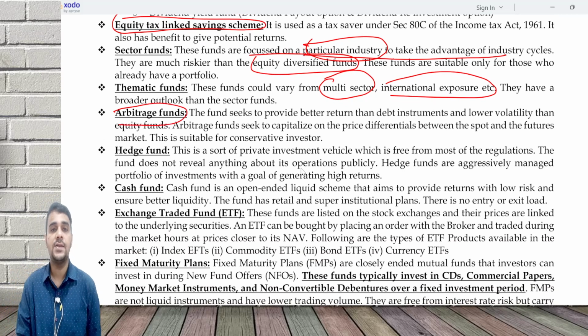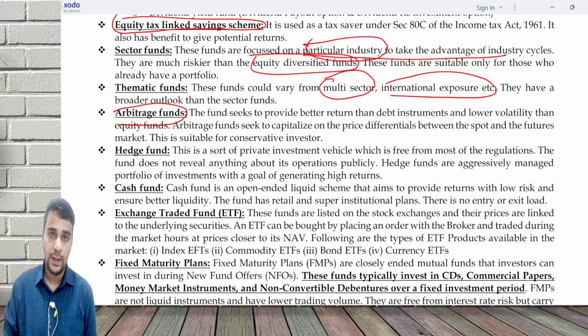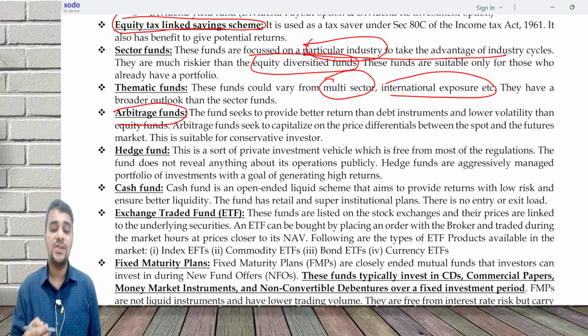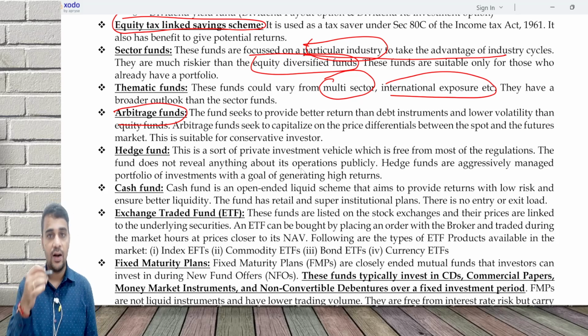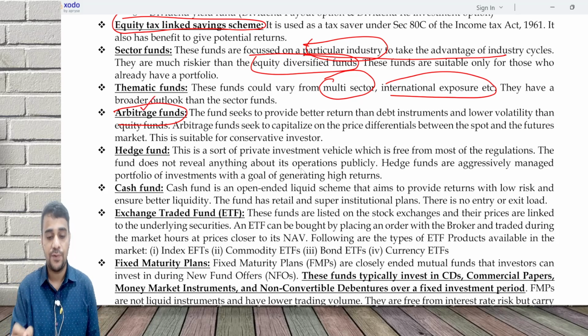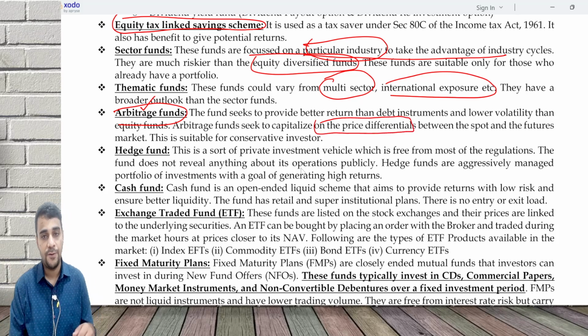Arbitrage fund. The term arbitrage is basically trying to make profits without taking risk. So many a time you will do a valuation of a bond or a debenture and say it is undervalued or overvalued. When such opportunities come in the market, they can be exploited by arbitrage funds. It focuses on capitalizing on the price differential. It can capitalize only in case there are certain price differentials, which could be between the spot and futures market, or between fair value and the current value.